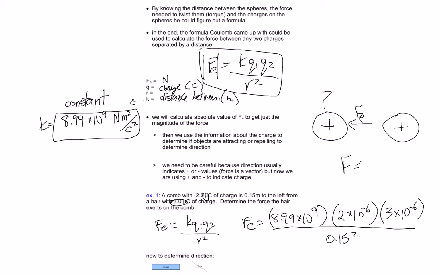So plug everything in, and like I said, it's important: don't worry about the positive or negatives. That's going to be dealt with later. So just solve it as absolute values, or just whole numbers.